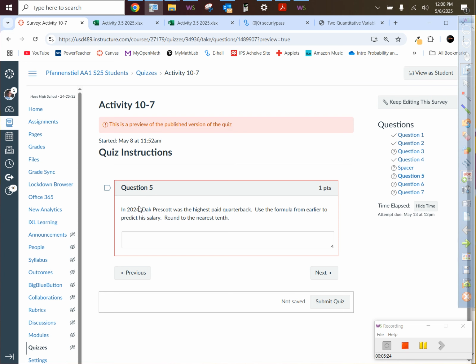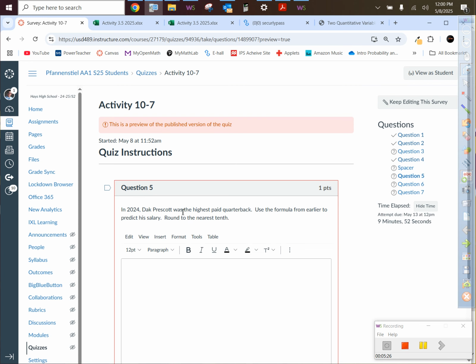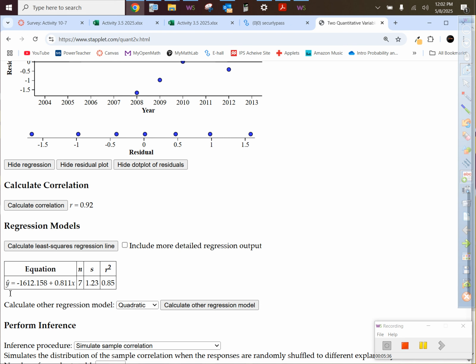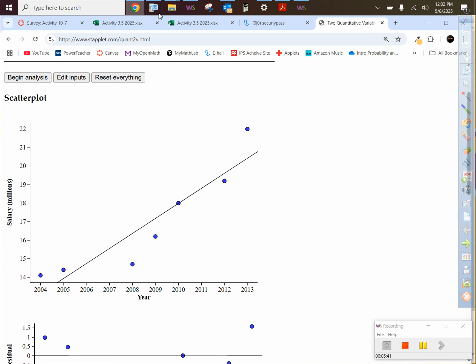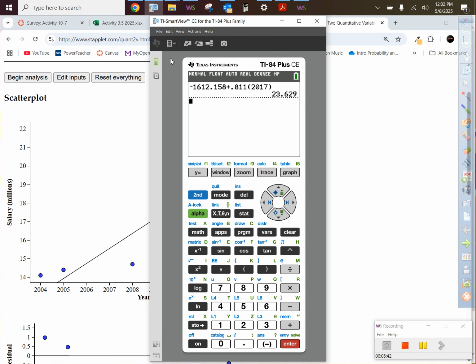They say, hey, in 2024, Dak Prescott was the highest paid quarterback. Let's use that formula from earlier, way back here, this same formula, to predict what Dak Prescott would make in 2024. So we do the same thing that we did here. We're just going to type all that over again, but I'm going to go back and change that 2017 to 2024. And you see how much Dak Prescott was predicted to make. It would predict that he makes about $29.3 million, right?